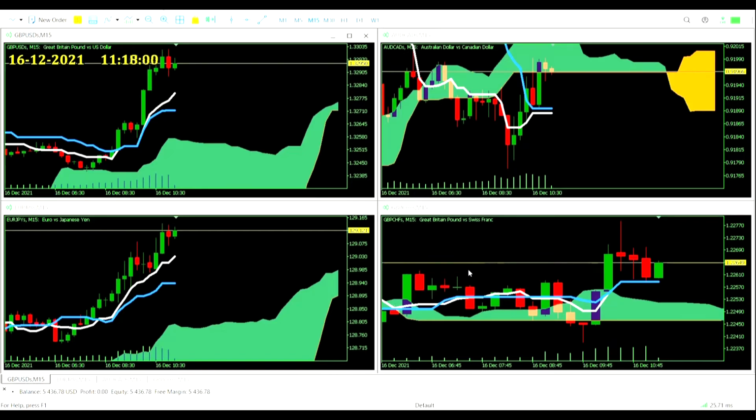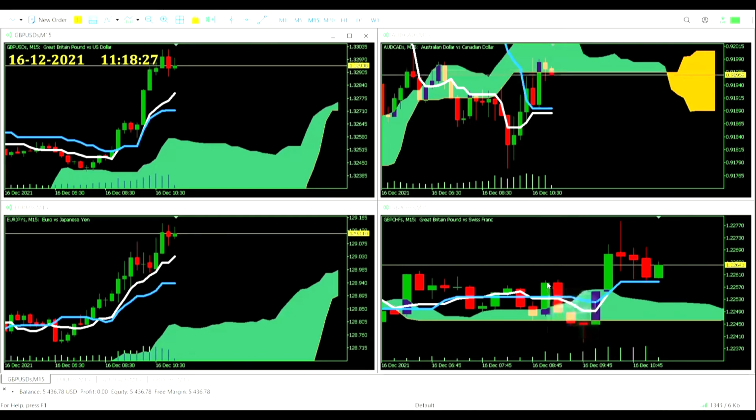Okay, so we're just going to add the pound Swiss. That one seems to be the closest. So now we've got it as a quad, 4 currency pairs. Pound US dollar top left, Australian dollar Canadian dollar top right, Euro Japanese yen at bottom left, and Great British Pound Swiss franc, the new addition, in the bottom right.